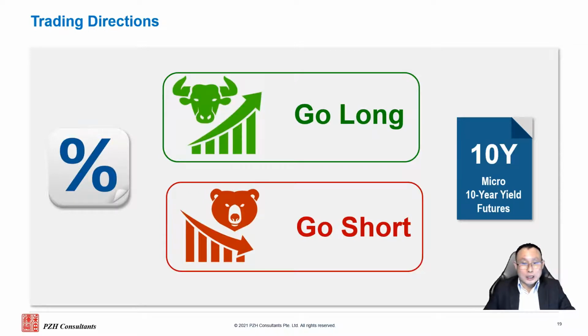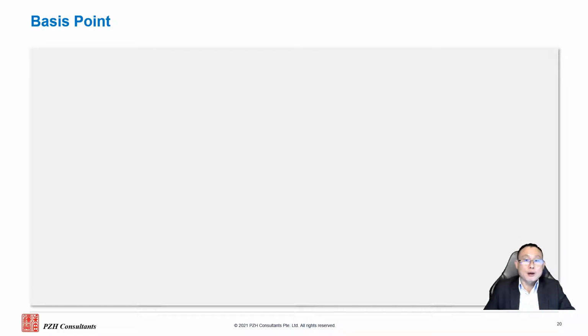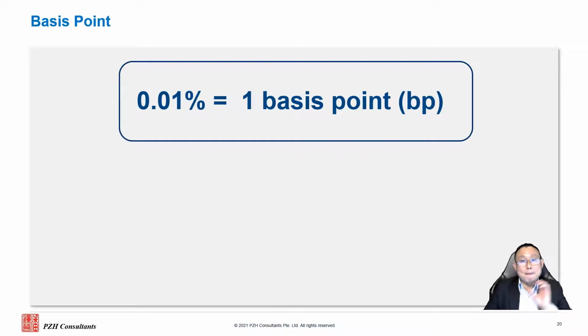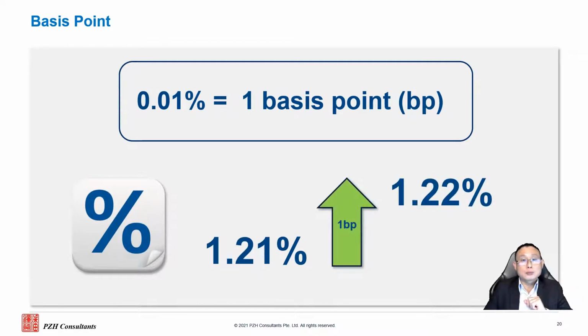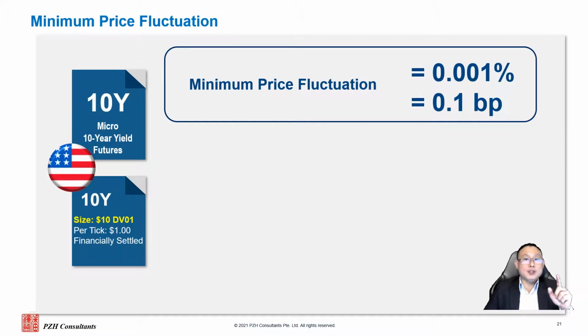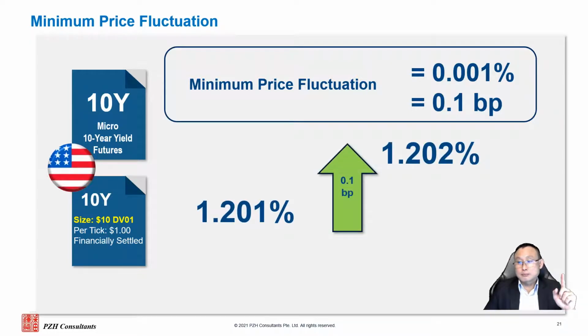Okay, the next thing I have to share with everybody is this concept called basis point. When we trade interest rate, we talk about basis point. Basis point just means 0.01%. So that's 1 basis point. For example, if interest rate is 1.21 and it goes up to 1.22, interest rate went up by 1 basis point. For this particular micro yield futures, the minimum price fluctuation is not even 1 basis point, it's 0.1 basis point. So it's 0.001. For example, it goes up from 1.201 to 1.202. It went up by 0.1 basis point.